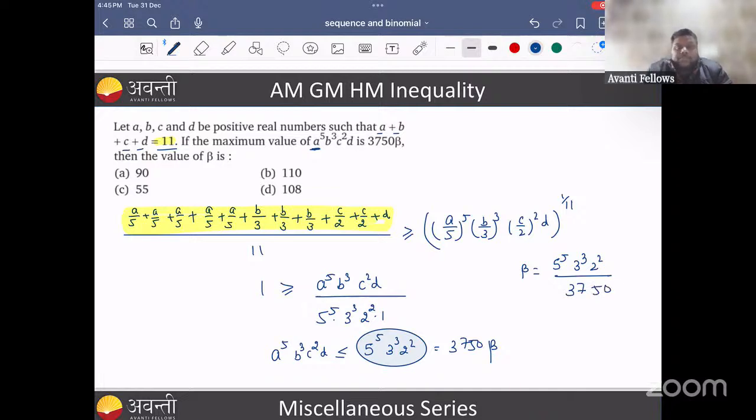Got it? So with this, you can calculate this value of beta. Fair enough?